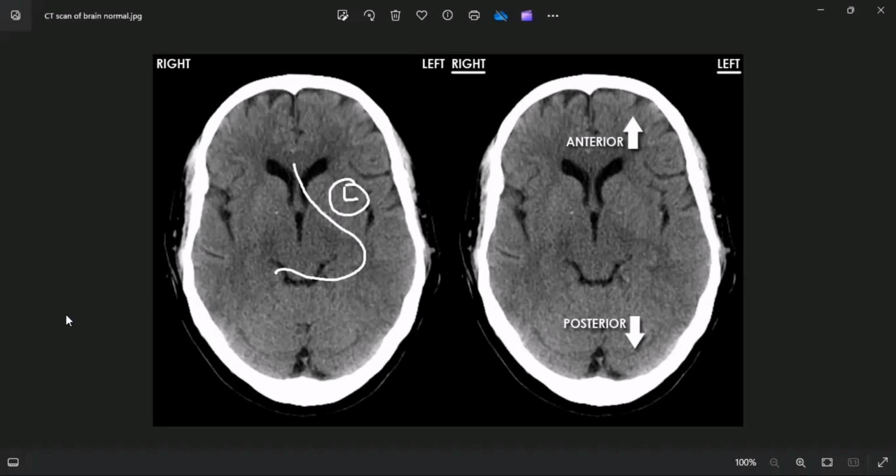So when you see a lesion here, you say it is a lesion in the right cerebral hemisphere. When you see a lesion here, you say it's a lesion in the left cerebral hemisphere. Are we good? You are done with the CT scan. Now, let's get the principles and then start talking about pathologies.